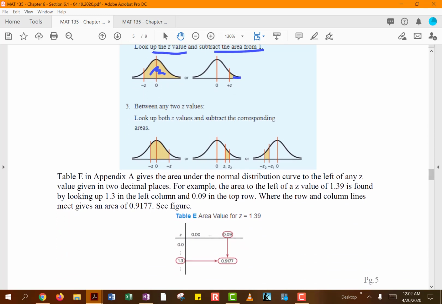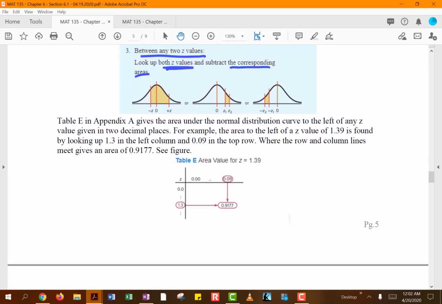If you are trying to find the area between two z-values, you basically find the area value from the table, and then you subtract those two areas. And of course, you will always subtract the smaller number from the larger one, because area cannot be a negative value.